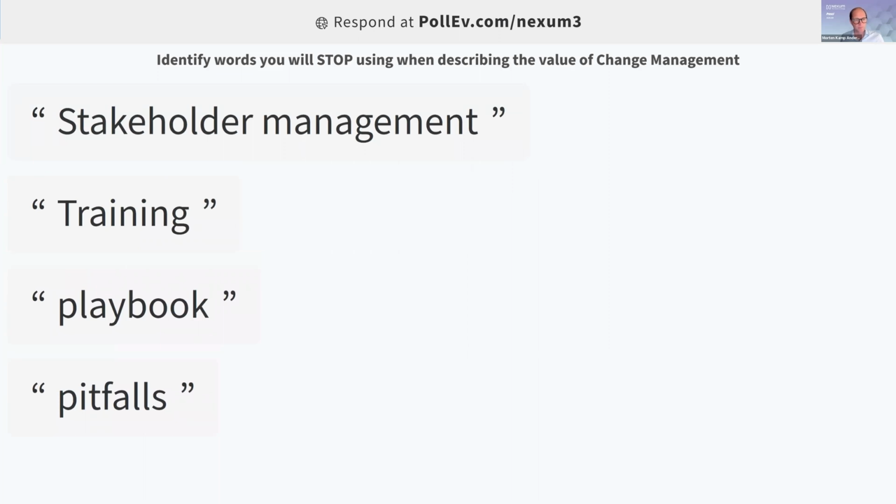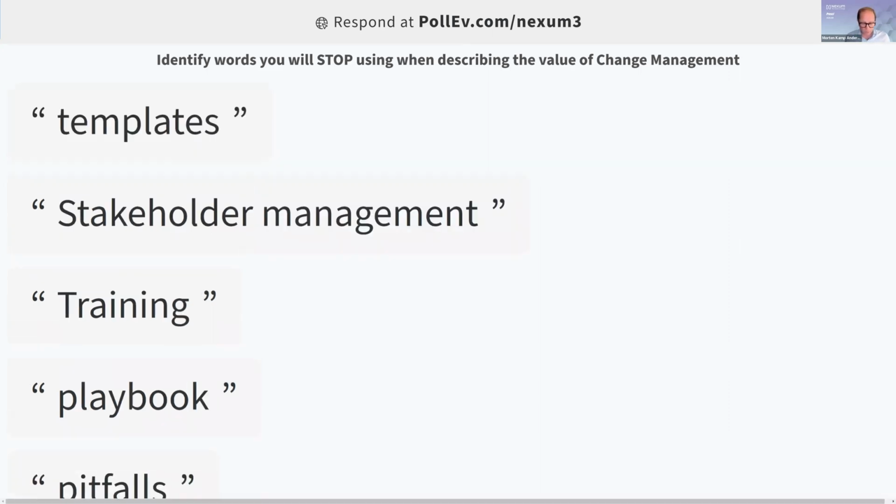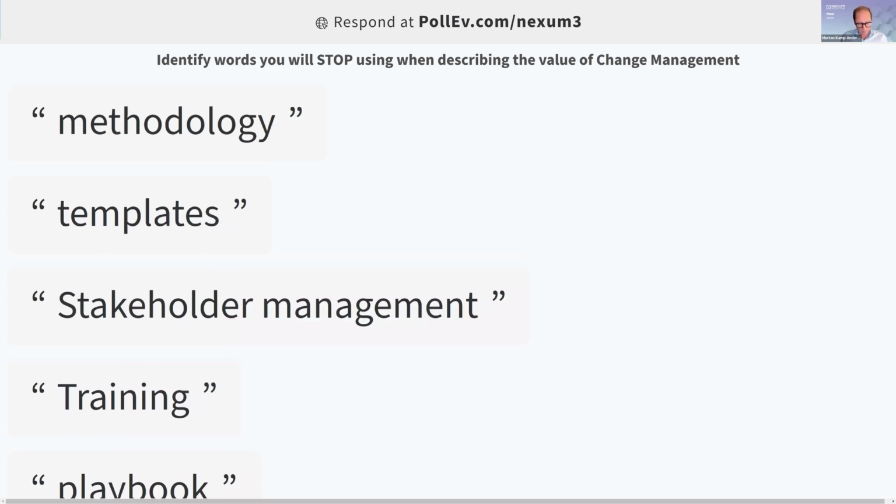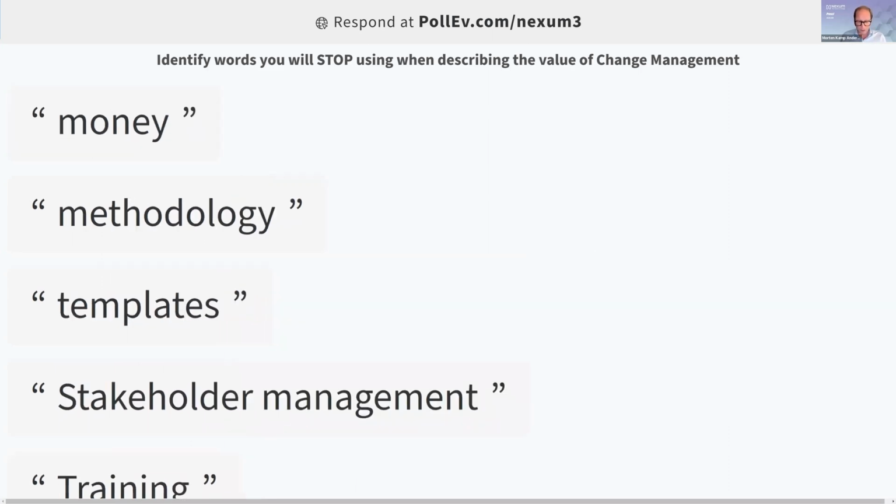Stakeholder management. So many of these things are activities that we do, or things that we have that we want to show them. Look, we have a stakeholder analysis here, or we have a playbook that we're going to go by, or look at the methodology that I'm going to apply to this, or the money that we're going to spend. Okay, so these are definitely words that your stakeholders may understand. They will understand this when you talk about it, but it's actually not their language.